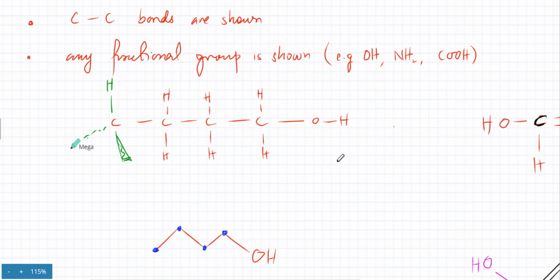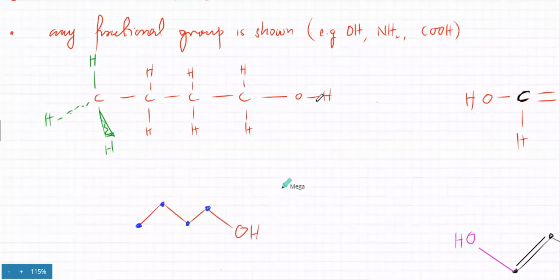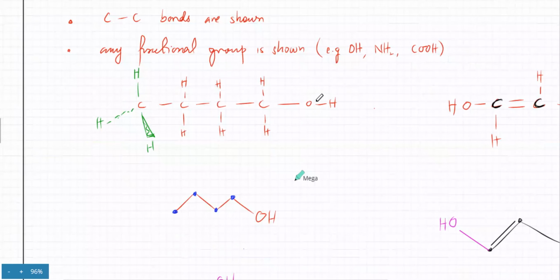Yes, sir, exactly. So the point is, any structural formula, we did 3 types of structural formulas. We did a fully displayed formula, where you show all the bonds. We did a condensed version, and we did skeletal formulas. All 3 just show you which atom is connected to which atom. They don't show you the direction of the bond, okay? For example, this OH over here, pointing straight down.